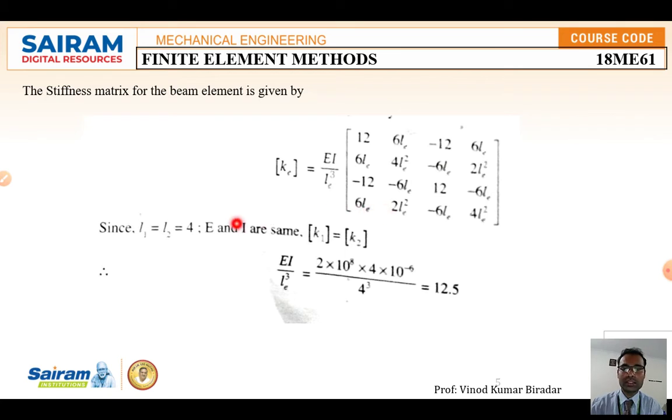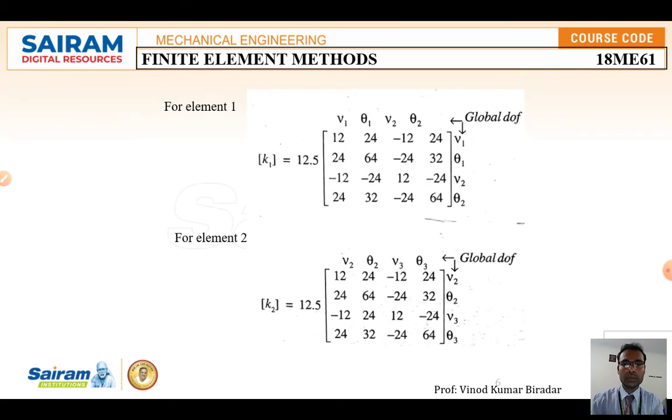Okay, since the element for both elements is the same, calculate the E and I, which become the same. So EI by L cube is equal to what? 2 into 10 to the power of 4, and multiply those two; you substitute the E and I values, so you are going to get 12.5. Okay, so after calculating this 12.5, that is the EI by L cube ratio, then you go for calculating the element stiffness matrix for each element.